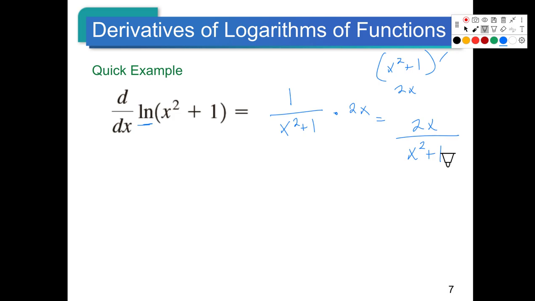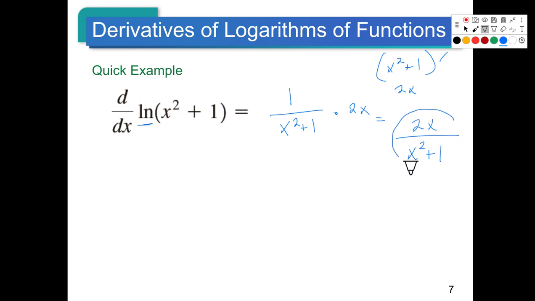So 1 over the stuff on the inside, just put it there. The derivative generally will end up being in the numerator. Not always. There's a case we're going to take a look at where it doesn't. And we're going to look at one where there's actually a double chain rule, so there's an inside to the inside. But that's it.